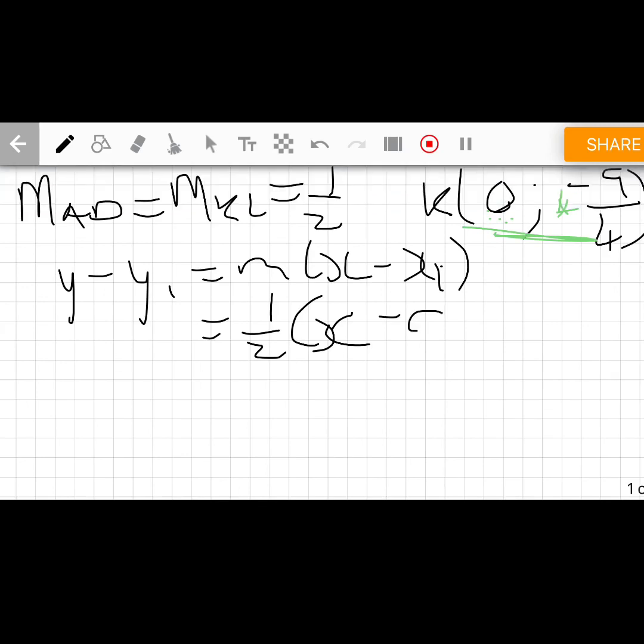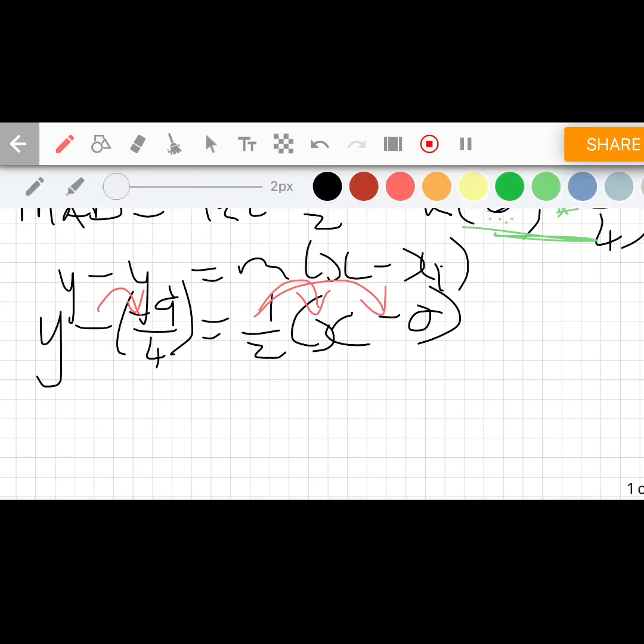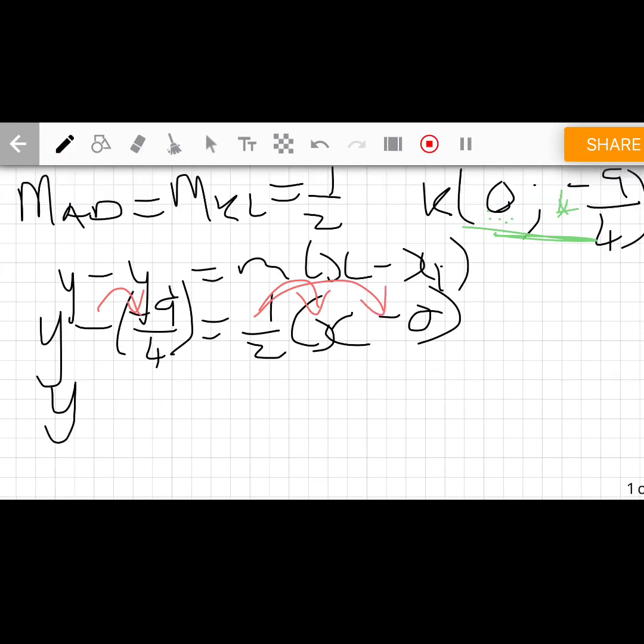So this is 0 and y minus 9/4. Alright, then I'm going to multiply in the negative over here, this a half over here, and over there. So it's going to be y plus 9/4, because a negative times a negative gives us a positive, equal to a half x, and a half times 0 gives us 0. Then I'm just going to make y the subject of the formula.